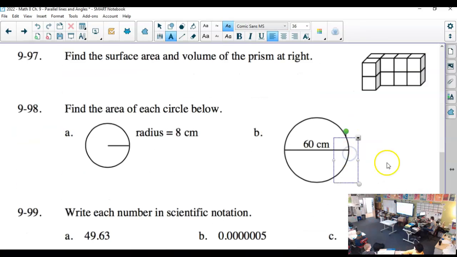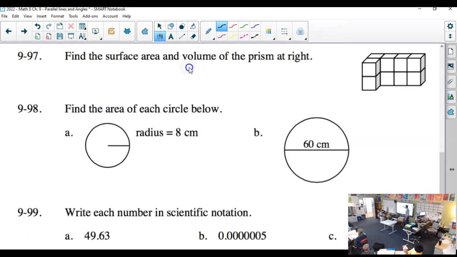So in 98, if we're looking to find the area, what we want is to use the radius. So if they don't give me the radius, I need to find the radius. Meaning if 60 is the diameter, what's half of that? 30.